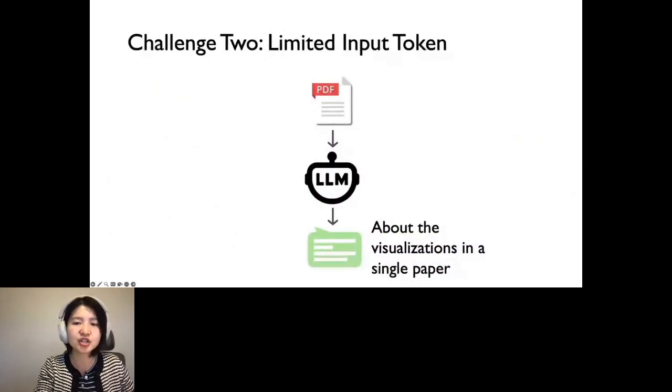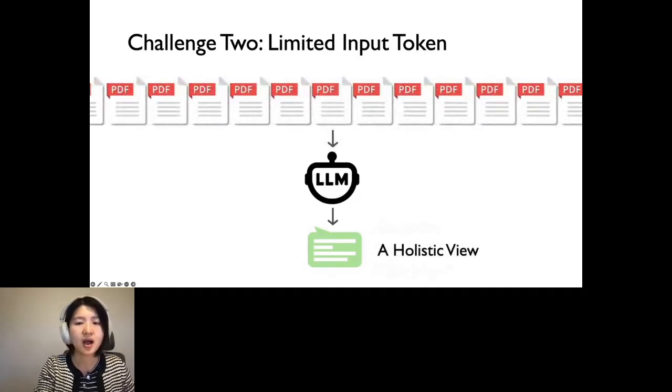The second challenge is the input length limitations. While it is relatively easy to use large language models to analyze one paper at a time, there is a strict limit on how much content we can provide in a single prompt. So how we can scale this analysis up to hundreds and even thousands of papers to get a holistic view of visualization practice is also not clear.